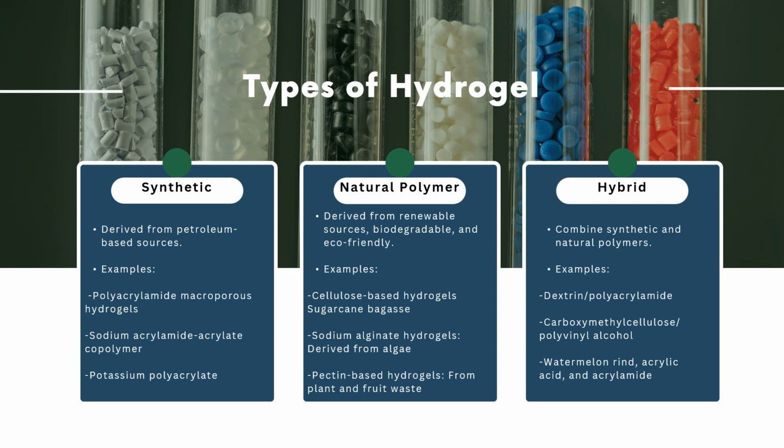Second, natural polymer hydrogels, which are derived from renewable sources, biodegradable and eco-friendly. For example, cellulose-based hydrogels, which are derived from sugarcane bagasse. Also, sodium alginate hydrogels, derived from algae. Also, pectin-based hydrogels, which are derived from plant and fruit wastes.